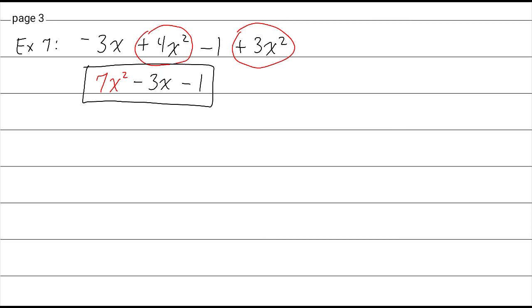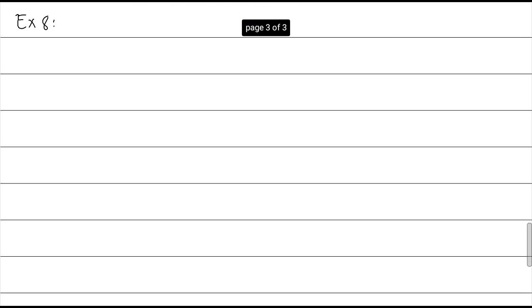Okay, let's do another one. Example 8. x plus 3y minus 5x. Okay, so you need to be careful with this one. Remember, there is an understood 1 that sits in front of any variable that does not have a coefficient in front of it. Okay, it's always understood that it's 1 times that value.